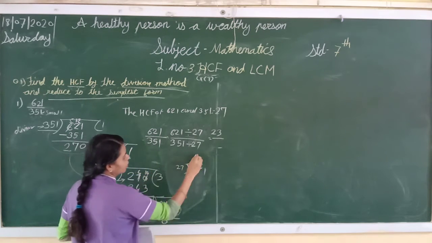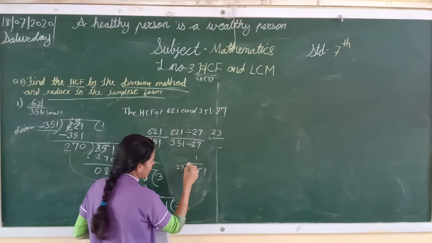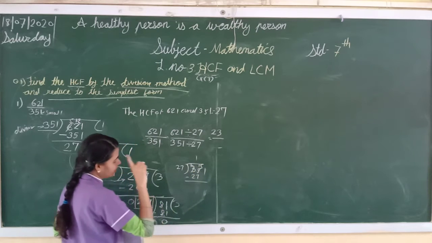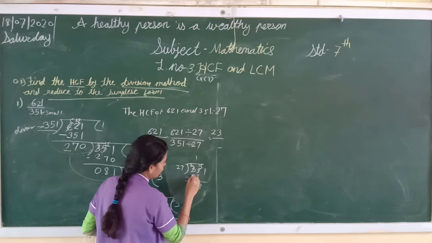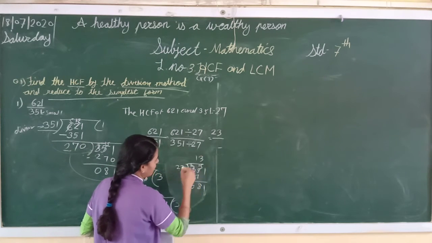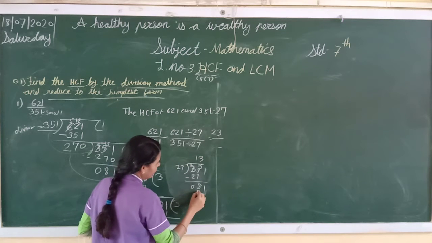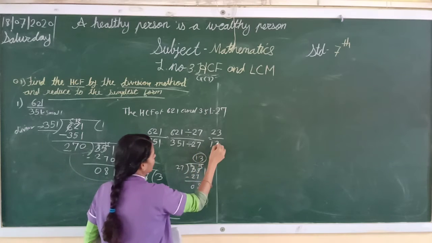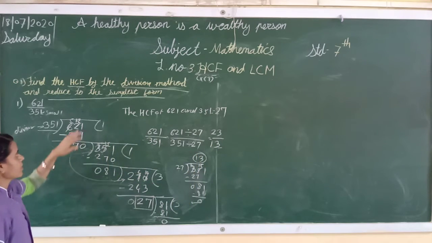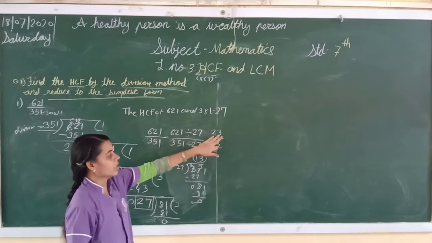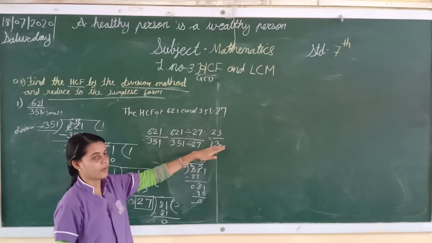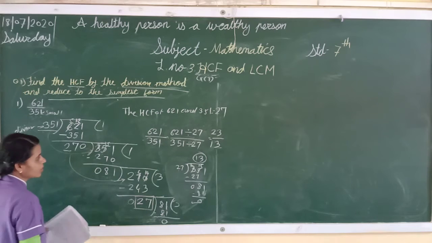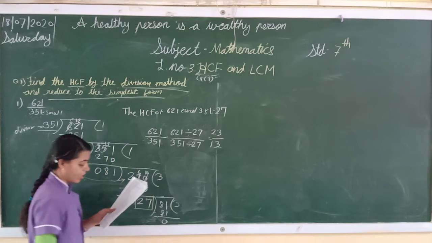27 ones are 27. We are 15 here too. 15 minus 7 is 8. 2 minus 2 is 0. Again 27 threes are 21 and remainder 0, 30. Okay, so what is our simplest form, students? 23 upon 30. I hope students you understood, and according to this you will solve the next practice set.